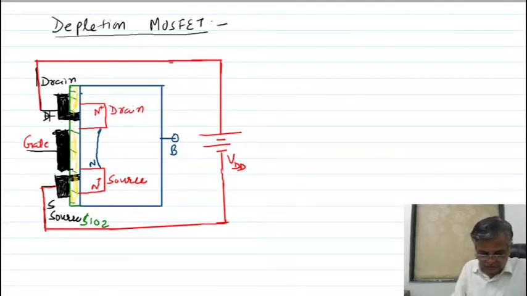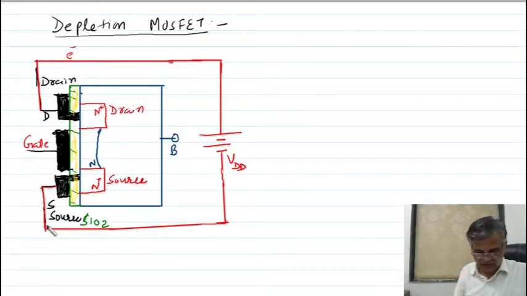So there is a positive voltage here. This electron will come out under the influence of the electric field existing between drain and source. So this electron will come out and go like this. And you will get the current even though VGS is 0 volt.